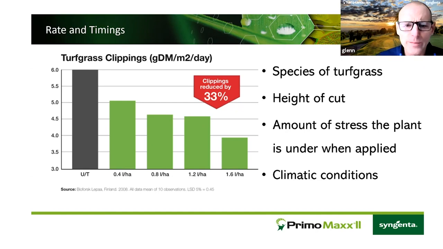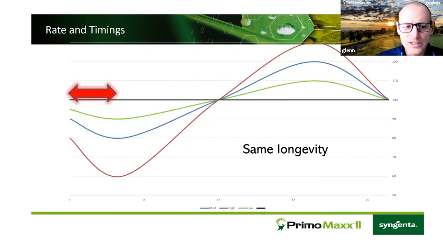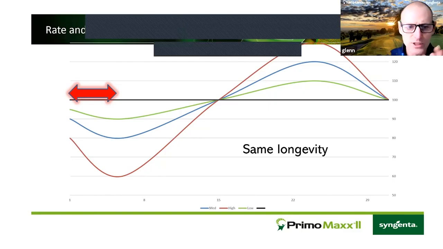Now that's variable depending on the species of turf grass you're using, the height of cut you've got, the amount of stress that plant is under when it's applied, the climatic conditions. There's a lot of variables in there. But the higher you go rate-wise with Primo, the more suppression you're going to get. What you're not necessarily going to do is increase the longevity, though. There are some small differences. You can increase it slightly, but in general, by adjusting the rate, you do not increase the longevity of the product.